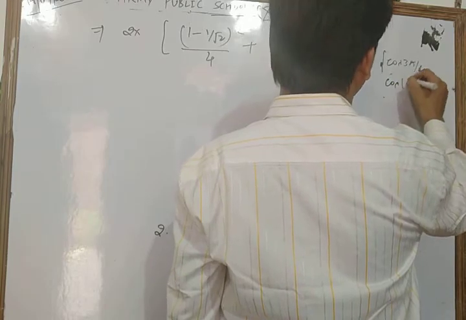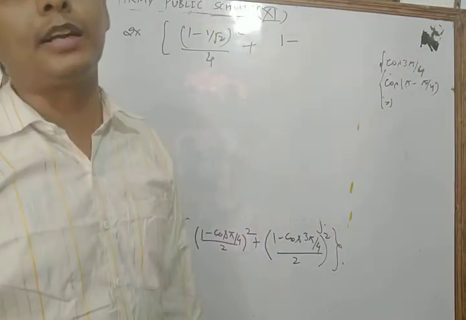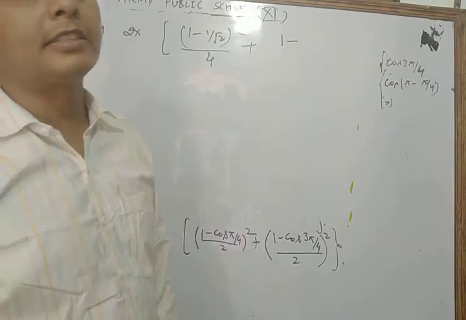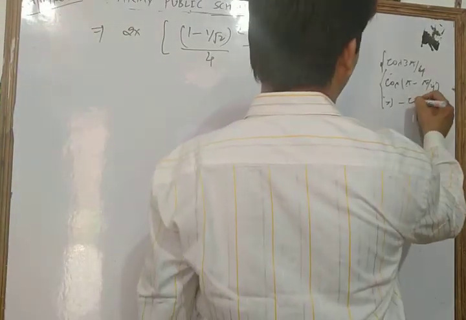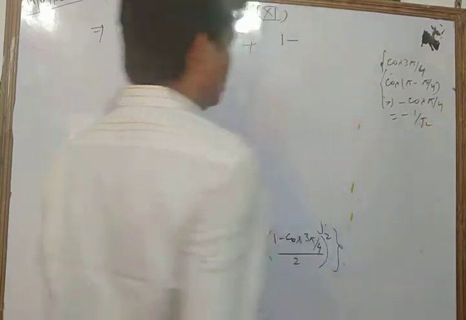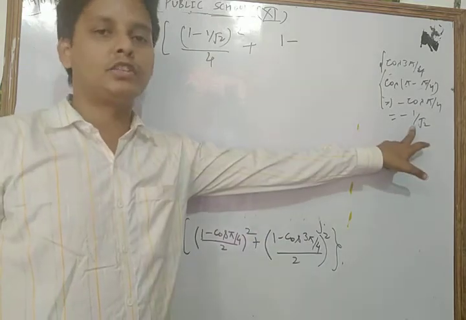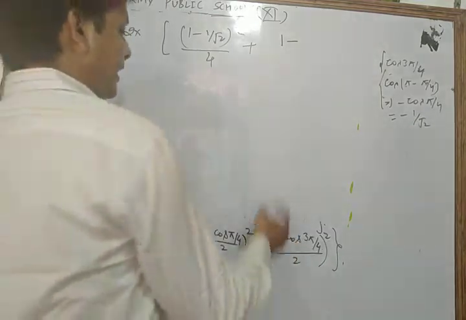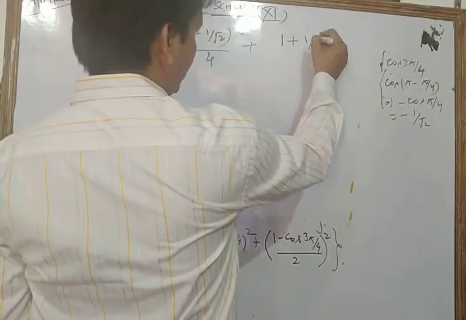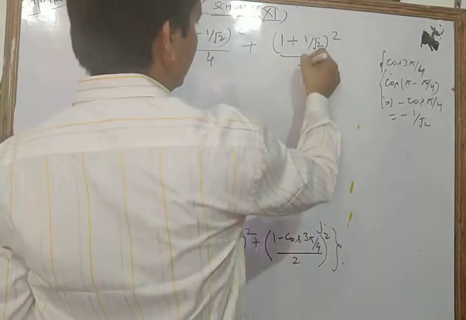That is cos pi minus pi by 4, and we know that cos 180 minus theta is minus cos theta, that is minus cos pi by 4, that is minus 1 upon root 2. So the value of cos 3 pi by 4 is minus 1 by root 2. So here minus minus plus 1 upon root 2 whole square by 2 to the 4.